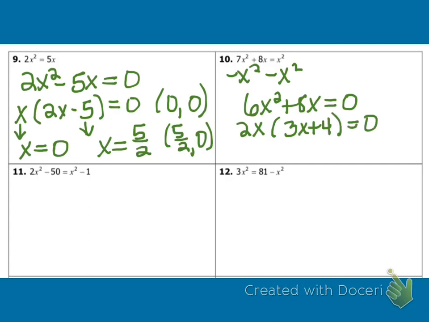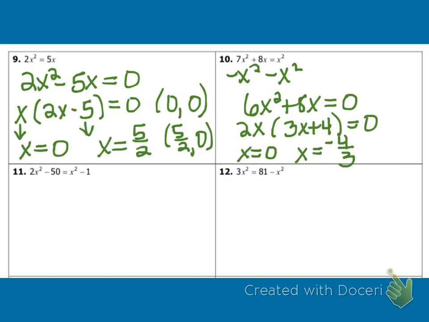If I set 2x equal to 0, I know that x is going to be 0, because I just divide 0 by 2, and of course that's still 0. And with this next one, if I set that equal to 0, I'd have to subtract 4 and divide by 3, so that's negative 4/3. So there's my two solutions.